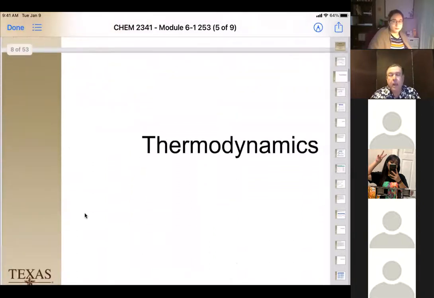So we talked about a couple of things about what an exothermic or an endothermic reaction is. So I want to dive into thermodynamics. Thermodynamics is basically the change in energy of the system, and we can measure it in a couple different ways.